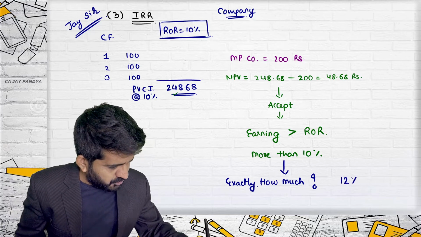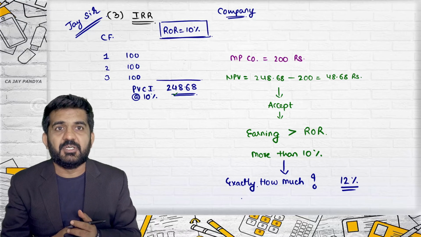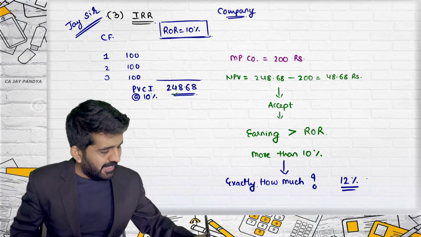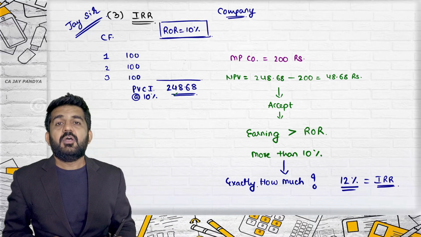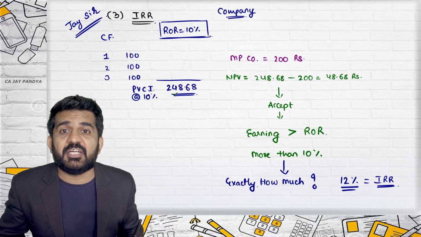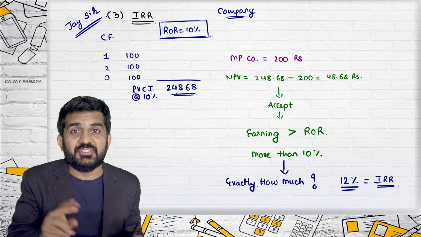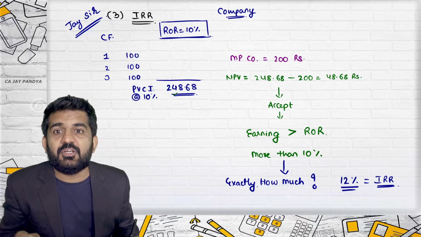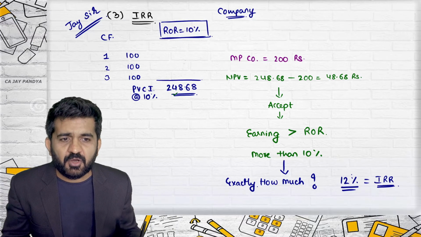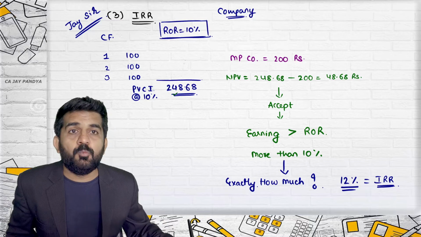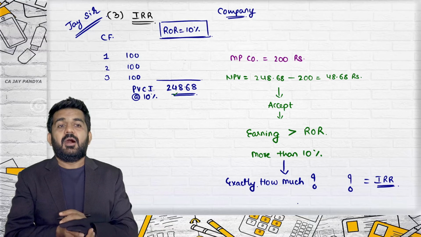Suppose it is 12%. It is not exactly 12%, but suppose I am giving the answer that it is 12%. Then this 12% is nothing but IRR. How much exactly the project is earning is nothing but the internal rate of return. See the name, internal rate of return. What internally this project is earning is nothing but the internal rate of return. So exactly how much is your IRR.